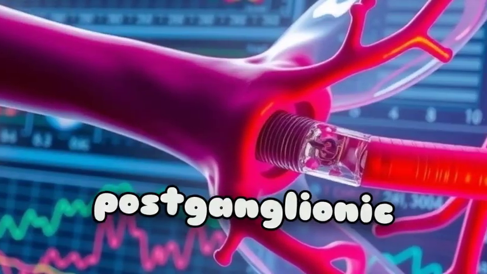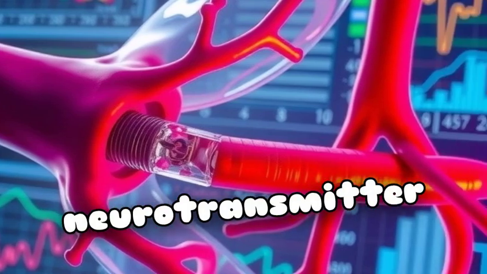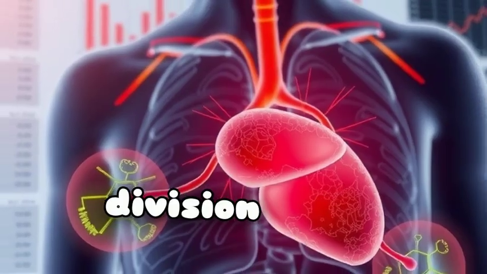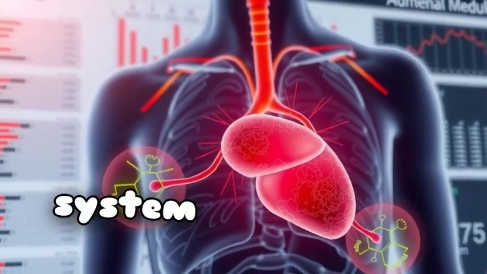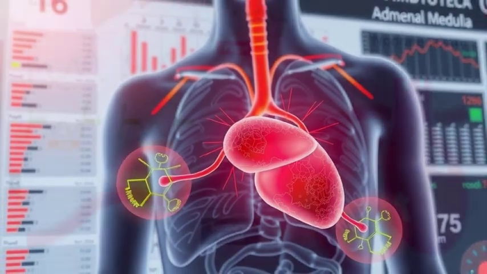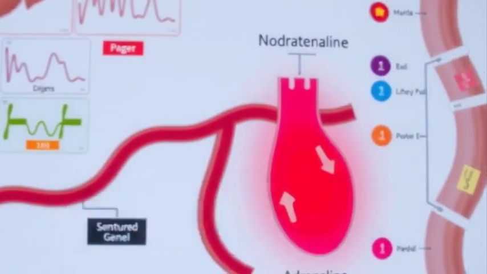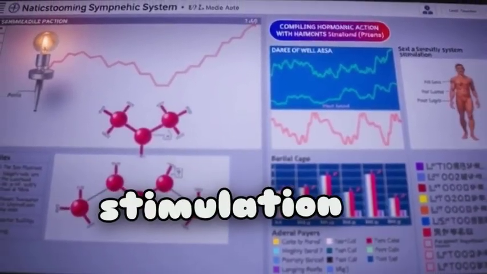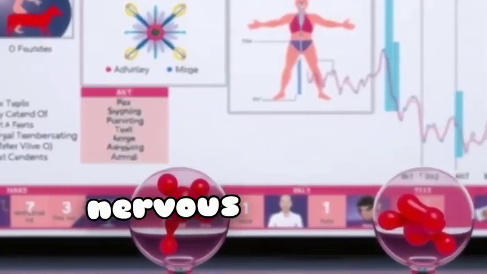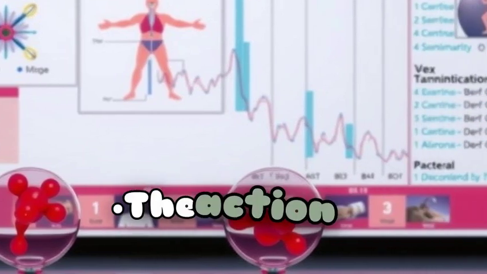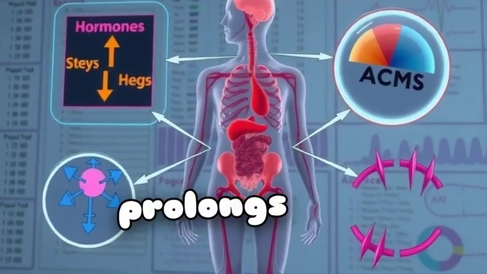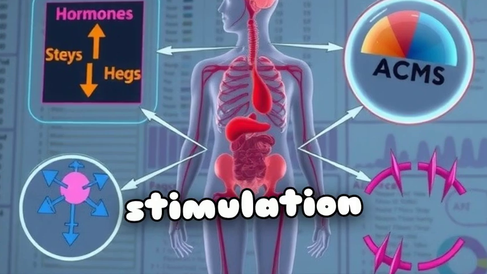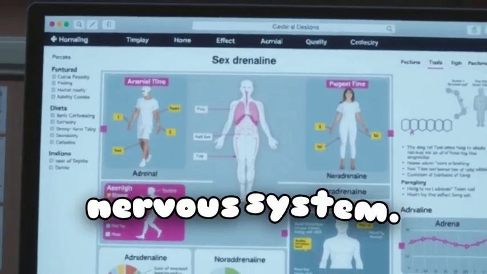Noradrenaline is the postganglionic neurotransmitter of the sympathetic division of the autonomic nervous system. Adrenaline and some noradrenaline are released into the blood from the adrenal medulla during stimulation of the sympathetic nervous system. The action of these hormones prolongs and augments stimulation of the sympathetic nervous system.